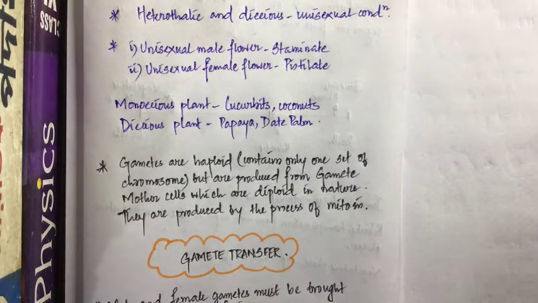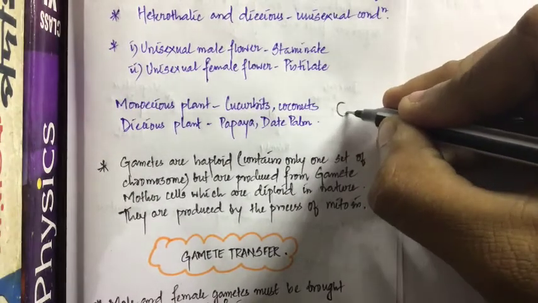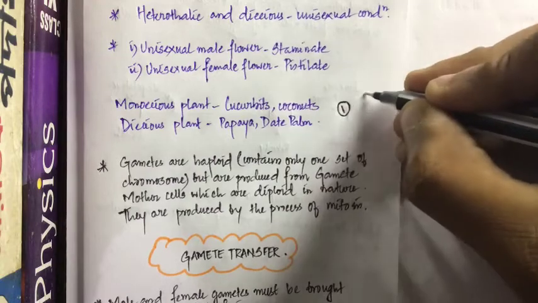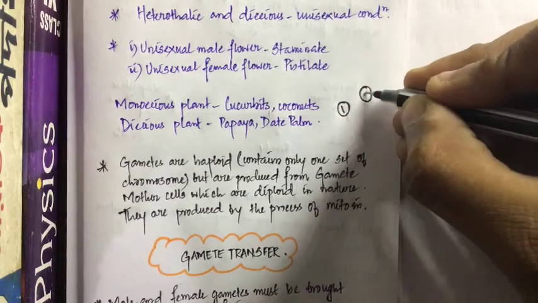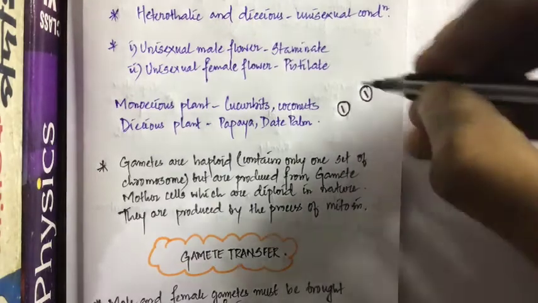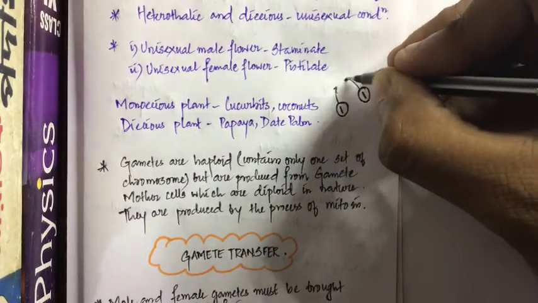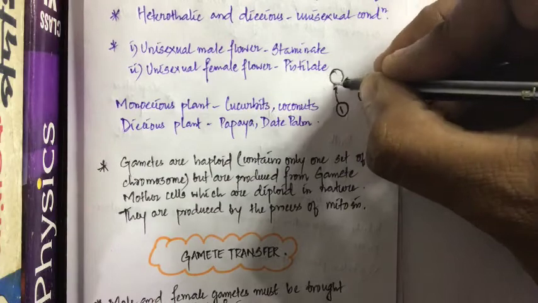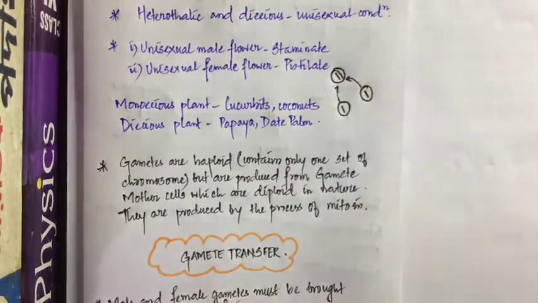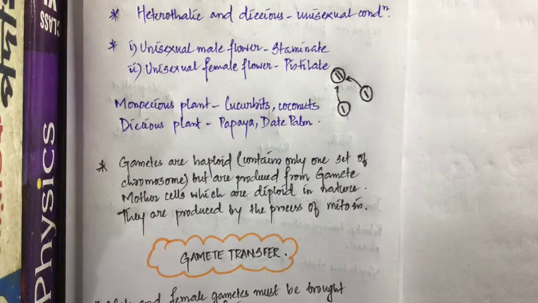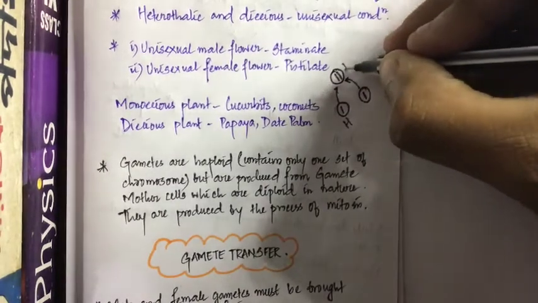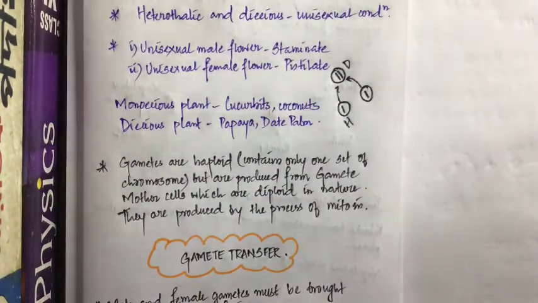What is it? Gametes are what? They are haploid. That means they contain only one set of chromosomes. But these gametes are produced from the gamete mother cell, which contains a pair of chromosomes inside them. These are haploid, these are diploid. So gametes are haploid, they contain only one set of chromosomes, but they are produced from where? They are produced from gamete mother cells, which are themselves diploid in nature.